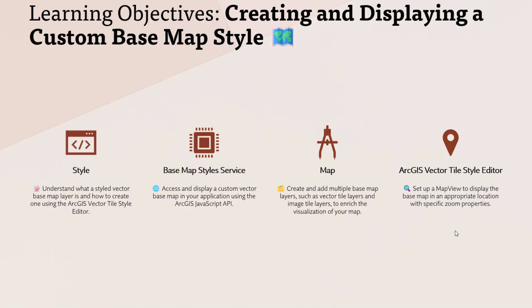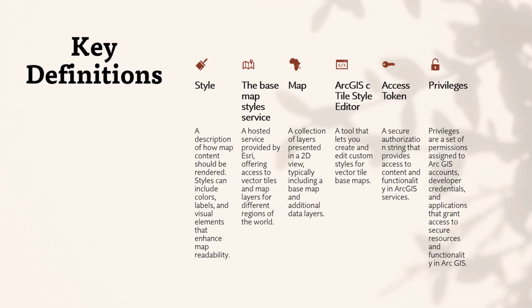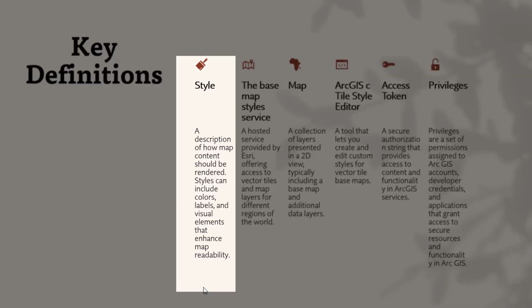Key definitions. Before diving into creating our custom-styled base map, let's review some key definitions to ensure we're all on the same page. Style: a description of how map content should be rendered. Styles can include colors, labels, and visual elements that enhance map readability.